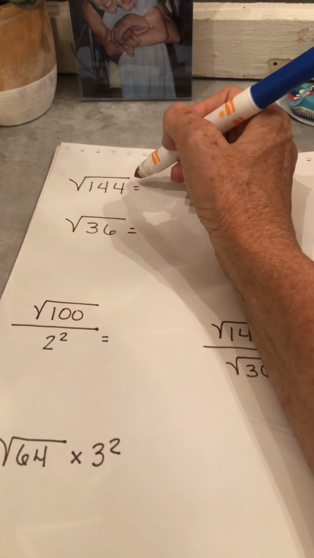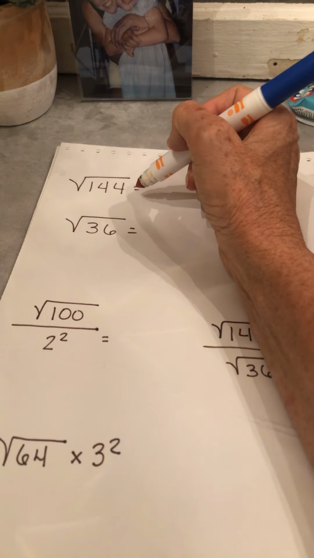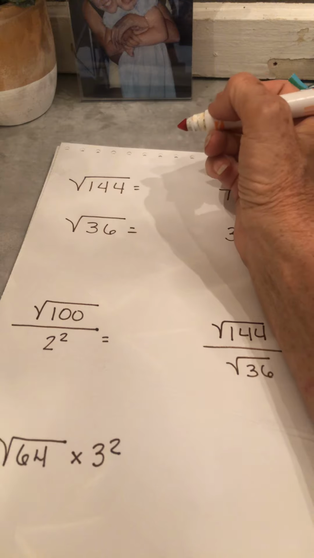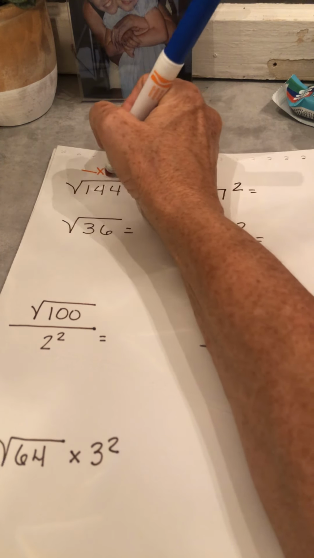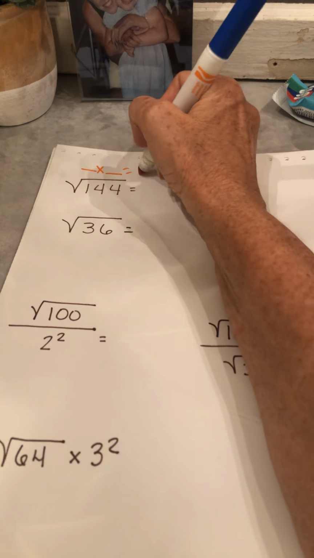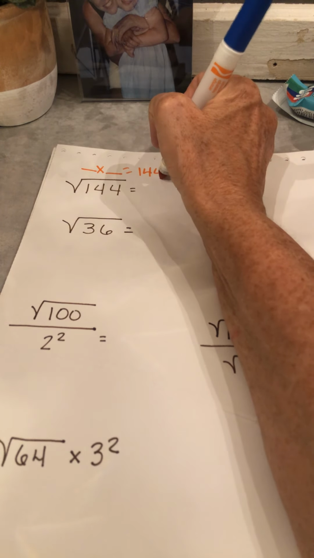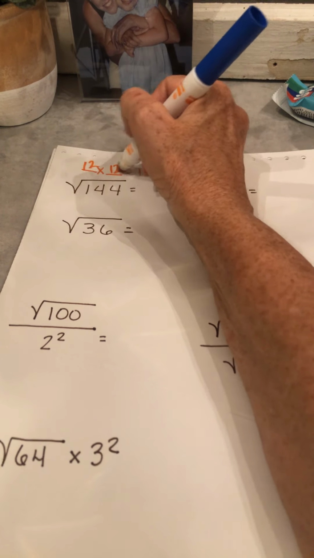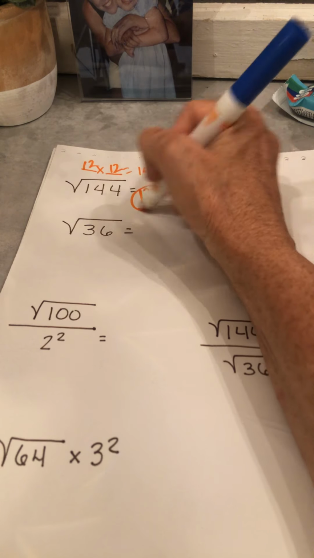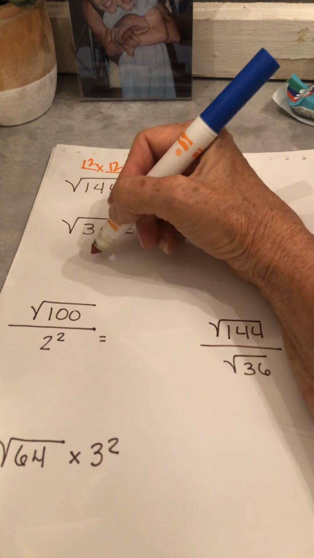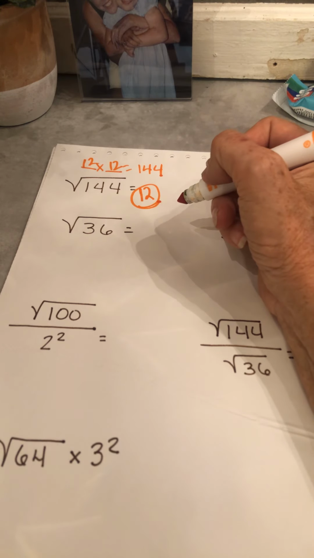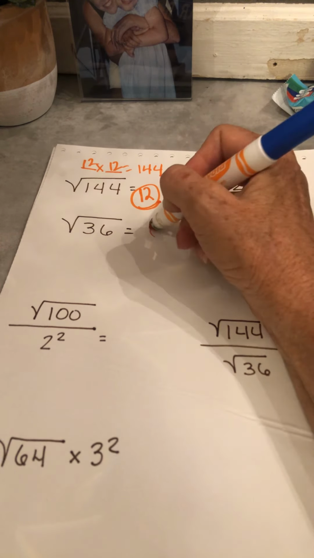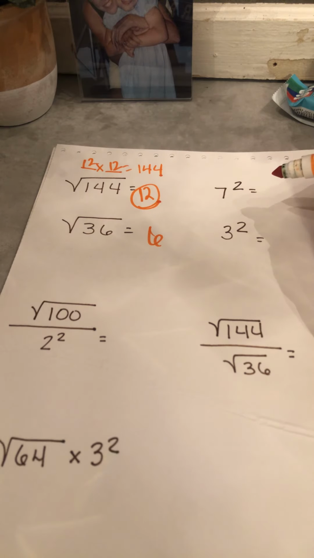Remember, this means square root, and the square root of 144 means what times what is 144, where the numbers are exactly the same. So you're thinking in your head, what times what gives me 144? Numbers have to be the same. And 12 times 12 gives me 144, so the answer is 12. What times what gives me 36, where the numbers are the same? Give you a second. Hopefully you said 6.